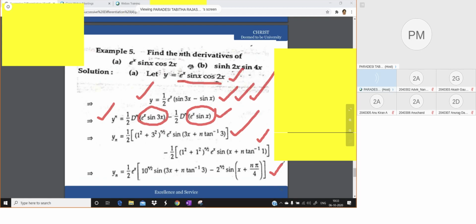Okay, tan inverse 1 is 45 degrees. So pi by 4 he's placing there. Yes, you can leave it as it is.